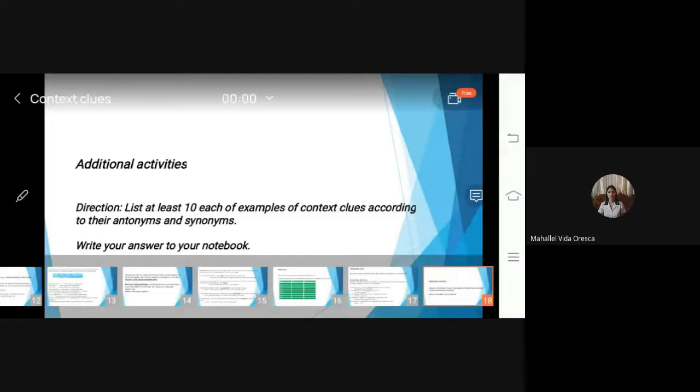And for your assignment, list at least 10 examples each of context clues according to their antonyms and synonyms. Write your answer to your notebook.